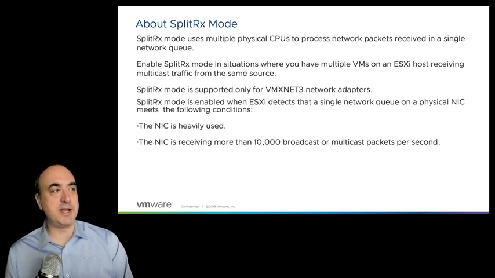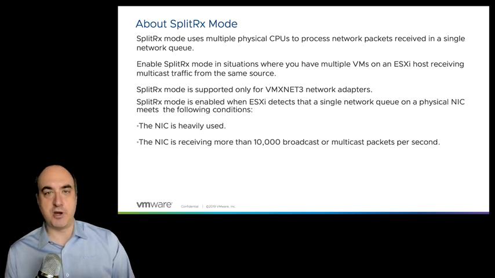And let's see here, what else do we have? The VMXNet3 supports split RX mode. This was introduced in vSphere 6.5. This is, in fact, an ability for when an ESX server sees that there are literally thousands of incoming broadcast packets or thousands of multicast packets.